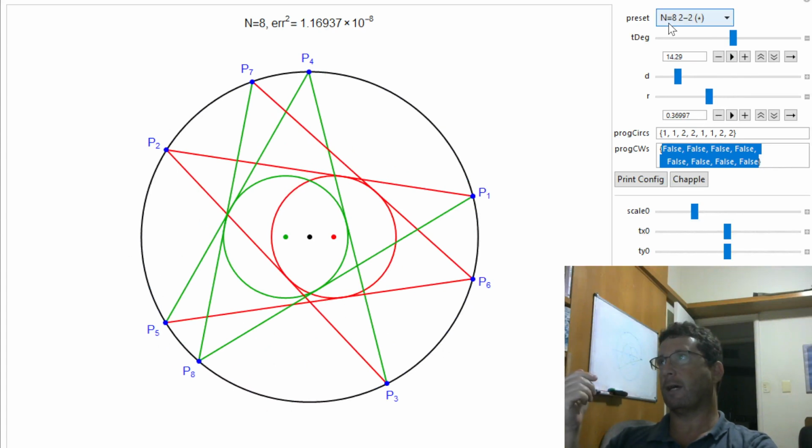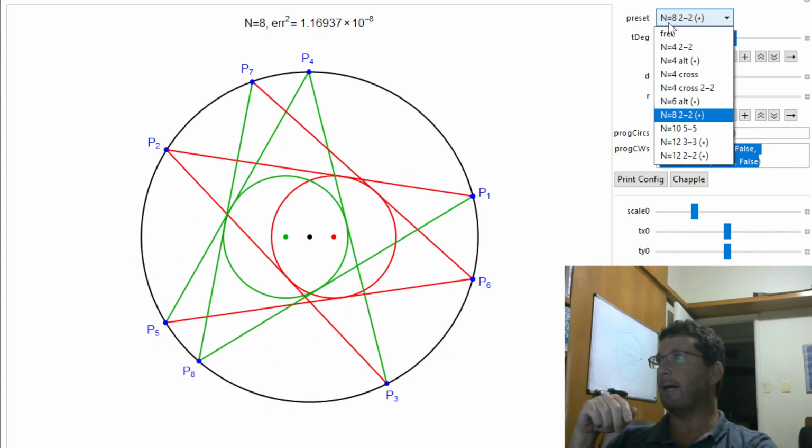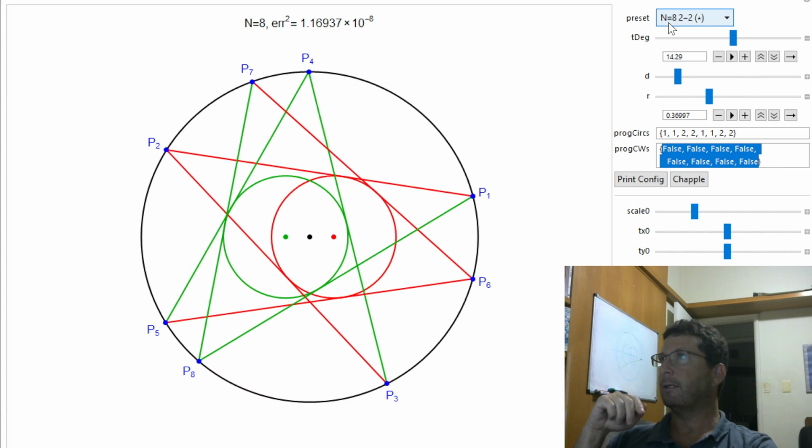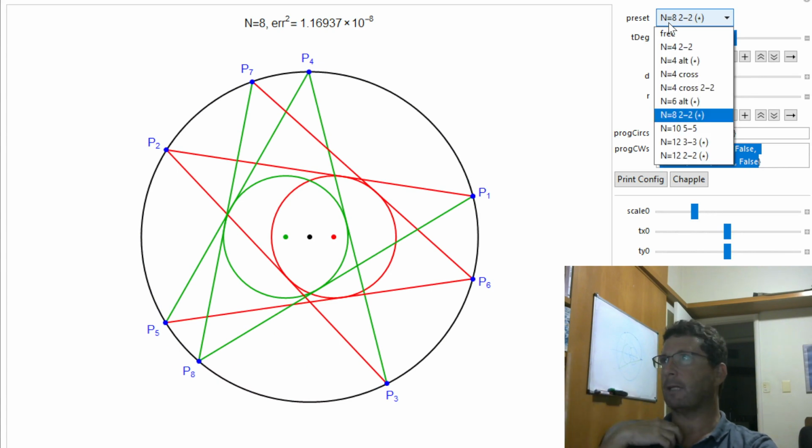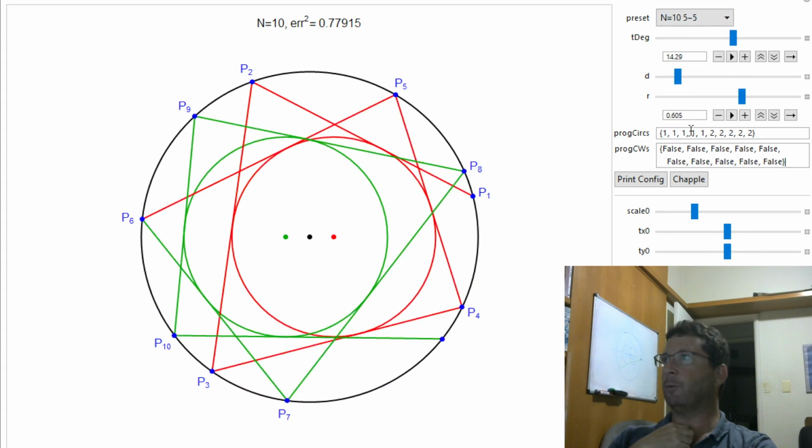Now, of course, there's another, okay, I only have 8. Let's try to do an 8 here. Can I do that? No, I can't. I'm not set up for that. Let's go to the next one. Here's a 10 when I'm doing a 5, 5. So I'm doing 5 tangents to a red, and 5 tangents to the green.